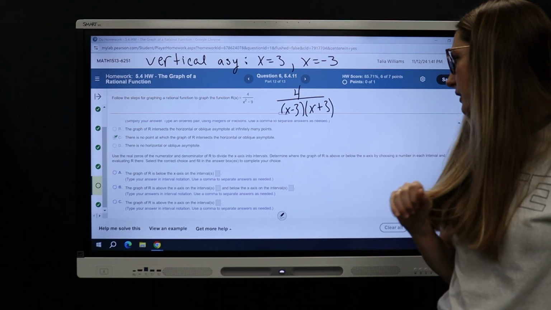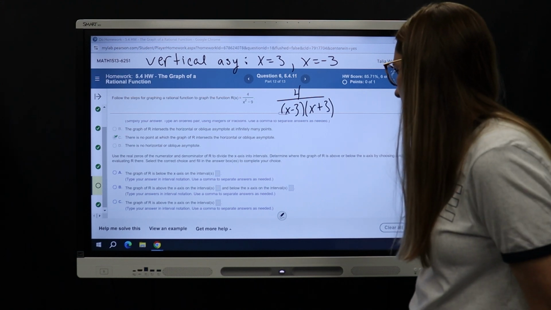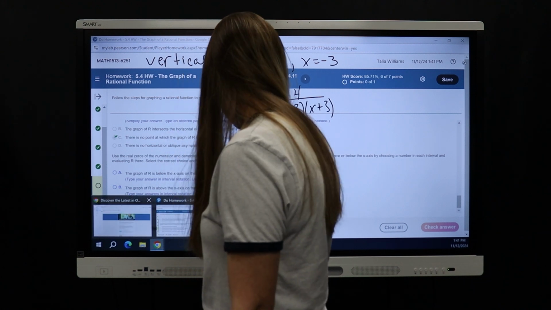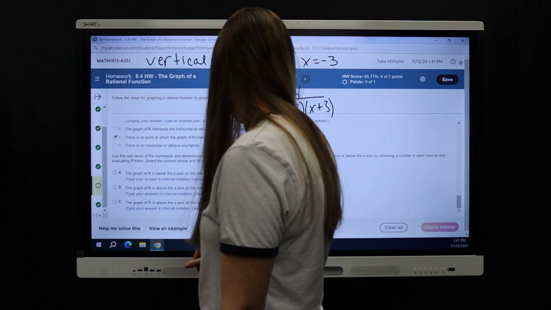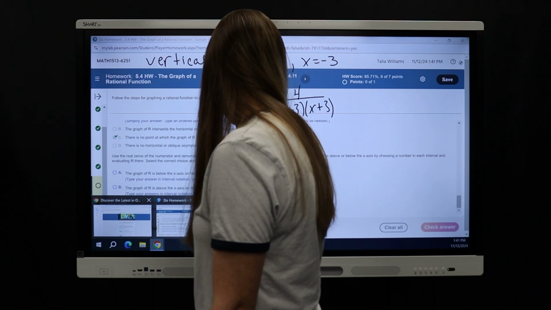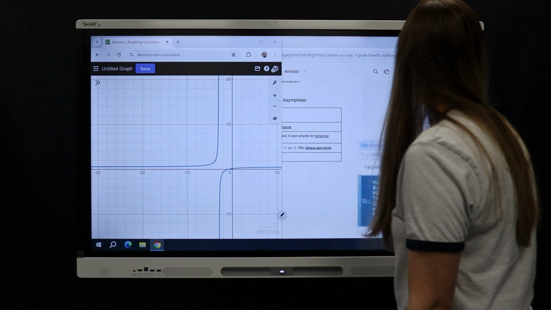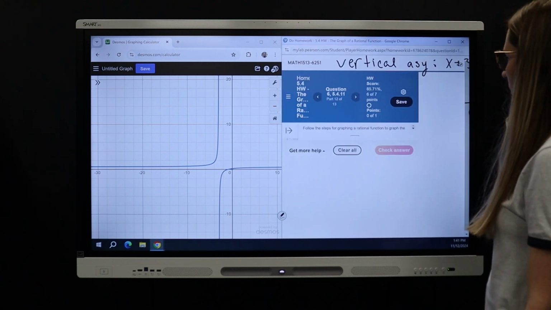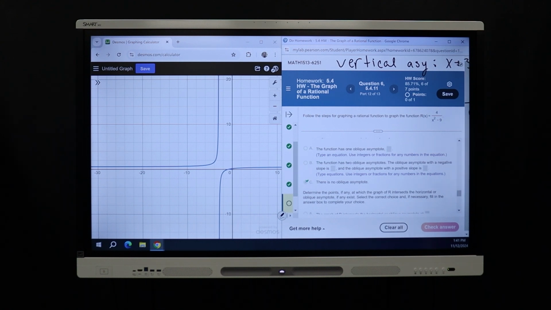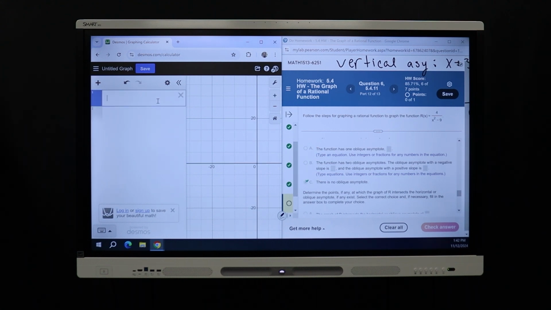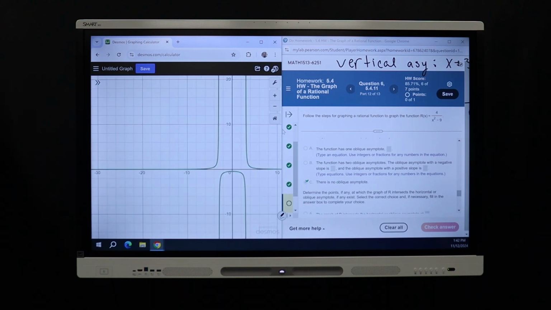Use the real zeros of the numerator and denominator to divide it into intervals. So this is where we've been using our graph. So let's go ahead and pull that up. I know what I need to do. And let's push this over. We're going to change it to f of x equals 4 divided by x squared minus 9. Okay. And push that back over.